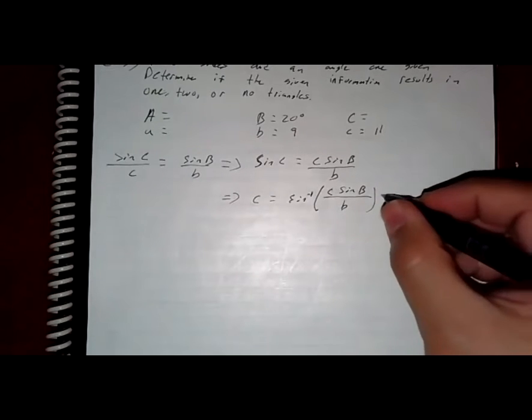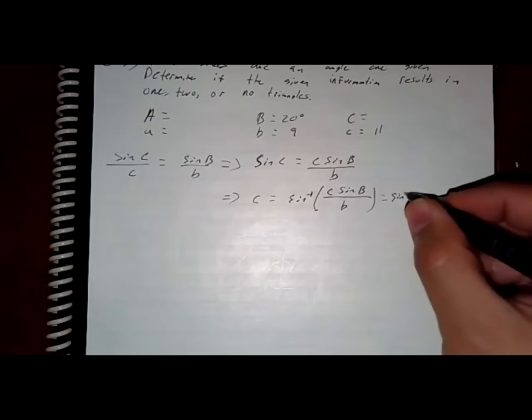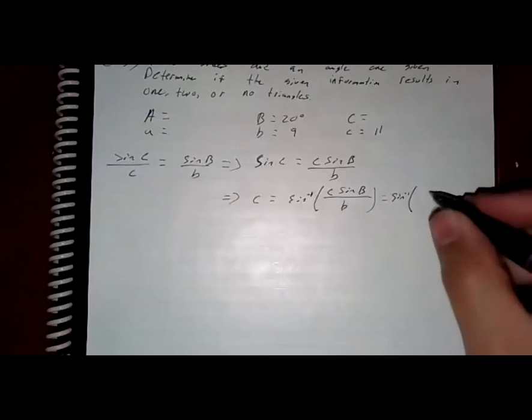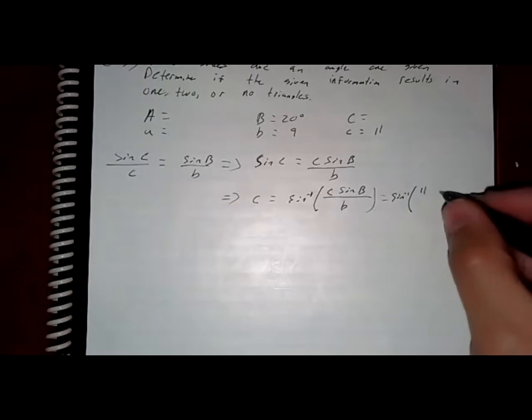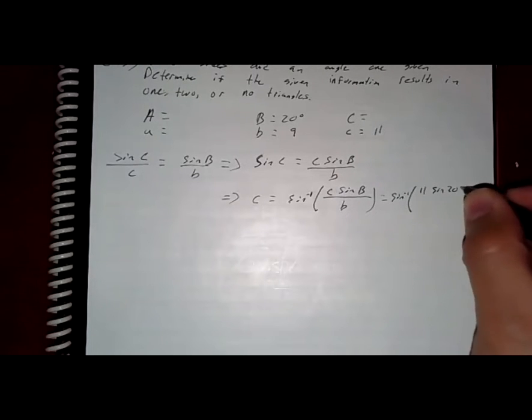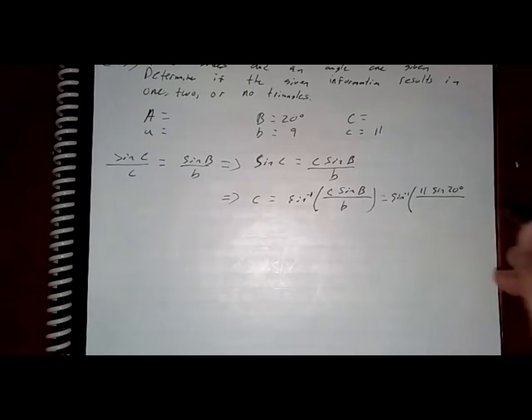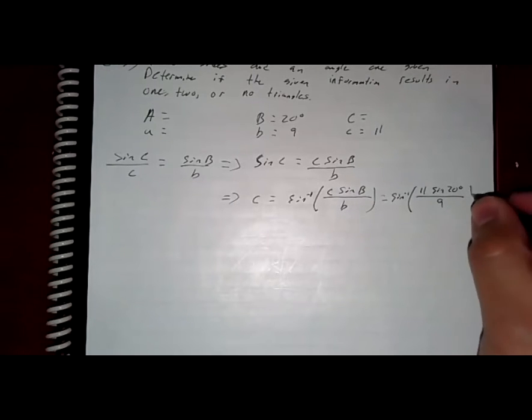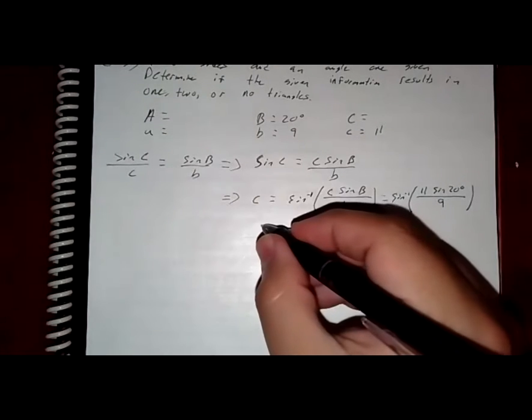So that will be sine inverse of 11 sine 20 over 9. So that is approximately, is that 24 degrees around there? Let me see.